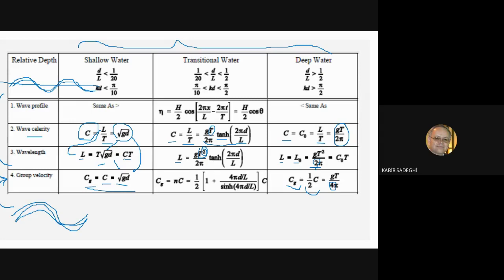But in transitional condition, we have one n between CG, group velocity, or group celerity, and C. It's better instead of velocity to write here celerity, because we don't use velocity. Velocity is velocity of the wave particle, that is different from here. This is apparent velocity. What we call celerity shows the velocity of wave propagation, not velocity of water particles.